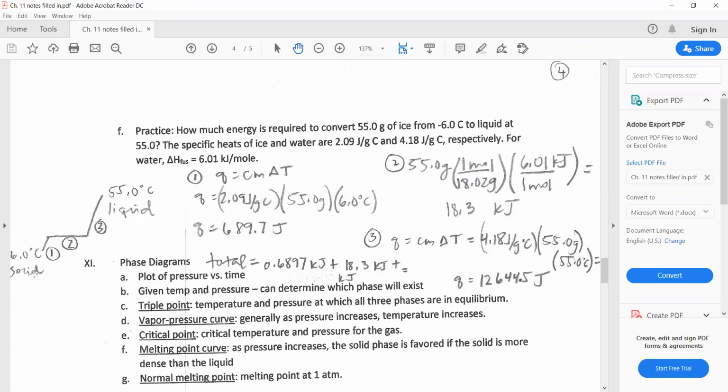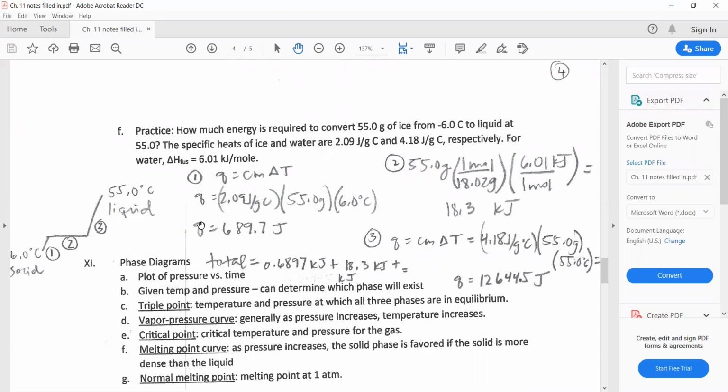I've got to get the solid from -6 to 0. Then I actually have to melt it. And then I have to increase its temperature from 0 to 55. So this becomes 3 different problems. We will use specific heat, which is Q equals CM delta T. This will be used whenever we're just changing the temperature of something rather than actually changing the state.